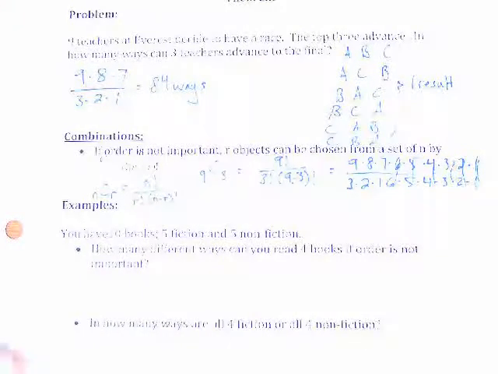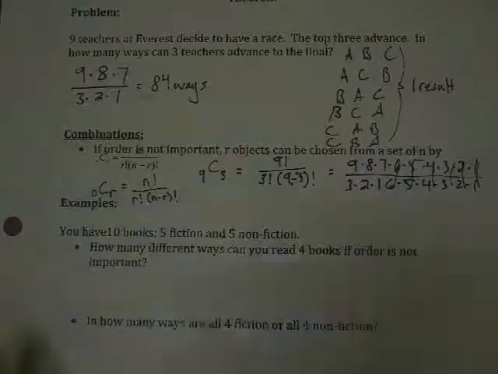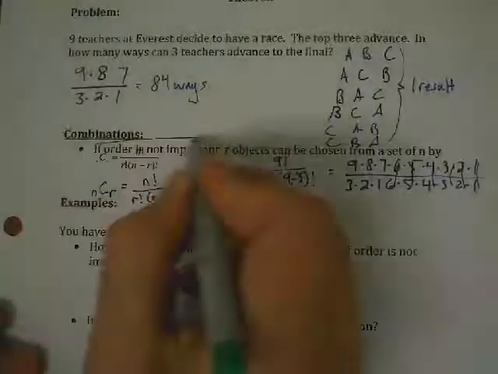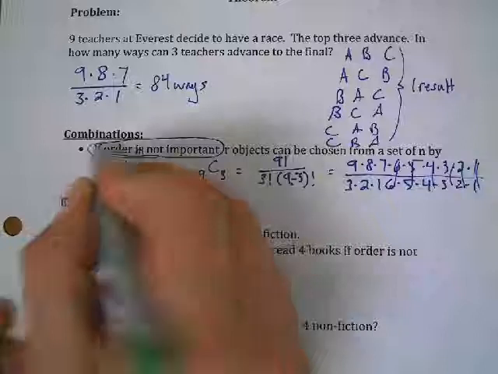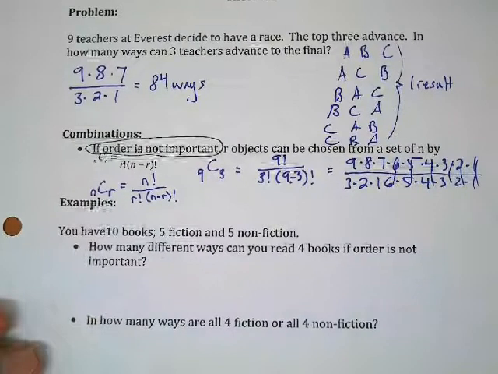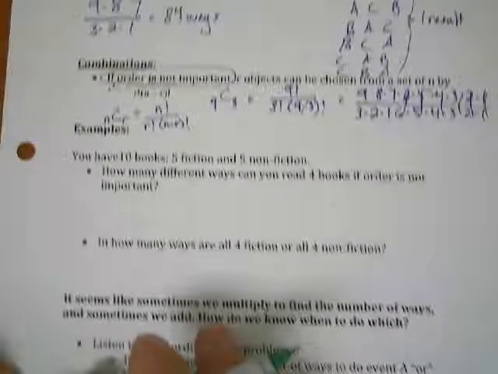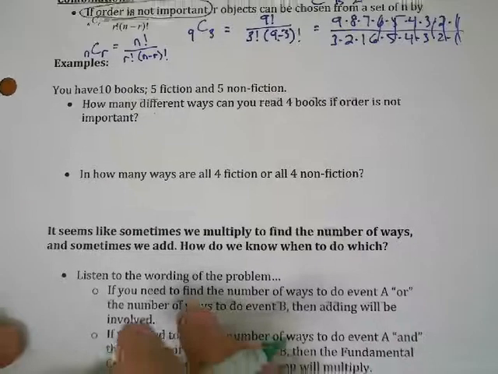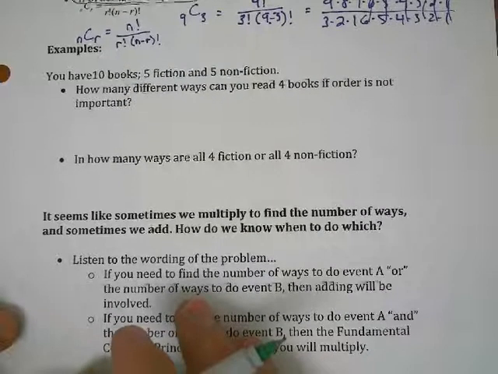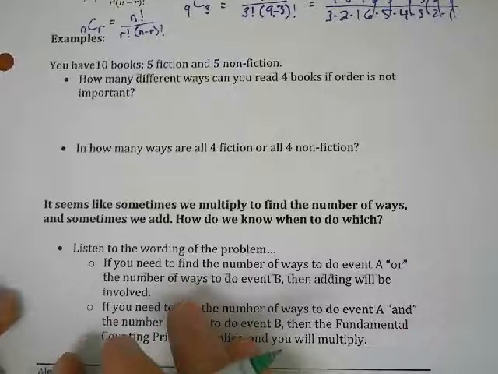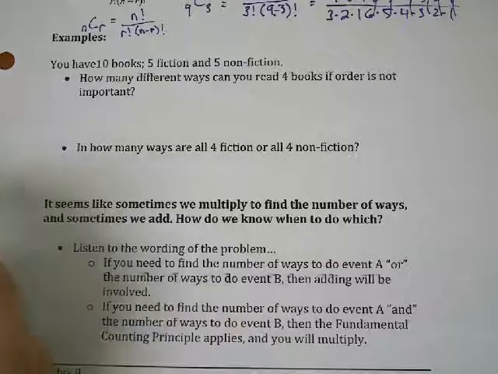All right. Now, what's important about these combinations is that order is not important. That's the first thing that we have in there. Order is not important. All right. So we have to be able to decide when order is and when it is not important. So let's take a look at this example down here. You have 10 books. 5 are fiction and 5 are non-fiction. The question is, how many different ways can you read 4 books if order is not important?